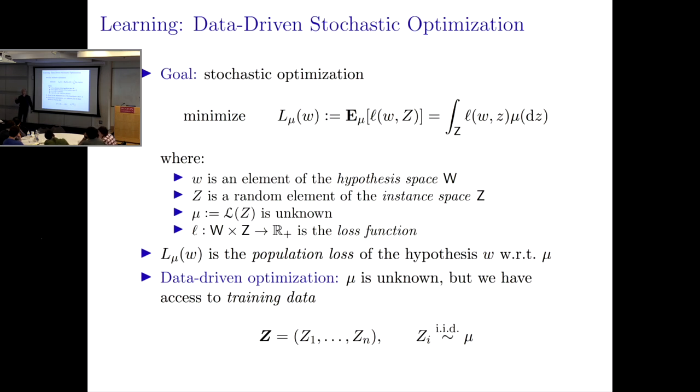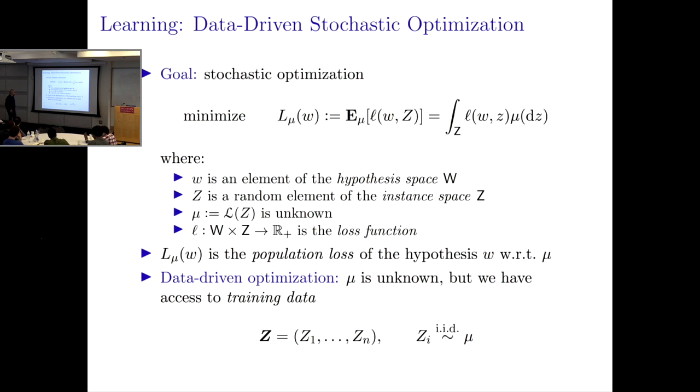about a population, or an ensemble of worlds, where this phenomenon Z is generated according to mu. If you were to act according to this W on each of those and then average, by the law of large numbers, in a large collection of these multiple universes, if you could observe all those copies, you would observe this L mu W, this is a population loss.